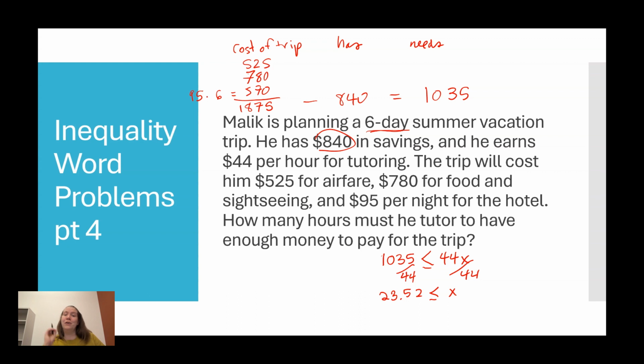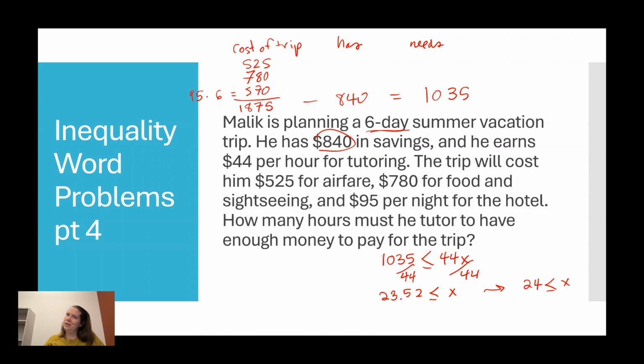So we have to go up to the next hour, the next whole number, rounding to the nearest ones place. Since we're rounding this up, he needs to tutor for at least 24 hours in order to earn enough to pay for the trip. And that's how we do it, because X can be greater than or equal to 24. He could work 25 or 26, right? So in inequalities, you're looking for at least, at most, maximum, minimum, etc. And then you are being careful about rounding.